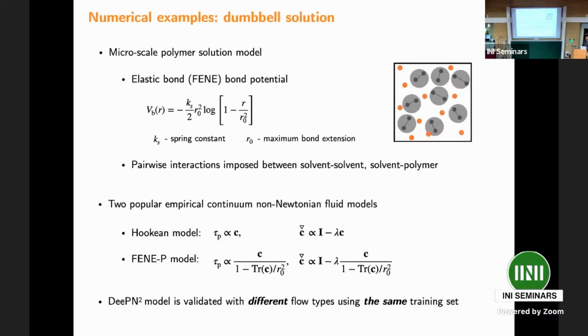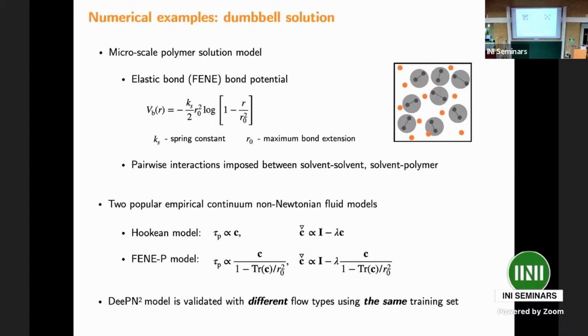Okay, so here are some numerical examples. We start with the FENE, which is basically a nonlinear bond interaction. As mentioned, here we only consider the intramolecular interaction, not the interaction between molecules. We're going to compare with two popular empirical models: the Hookean model, essentially based on the linear approximation, and the FENE-P, which is actually a mean field approximation. The model will be validated with different flows, and we're going to use the same training set.